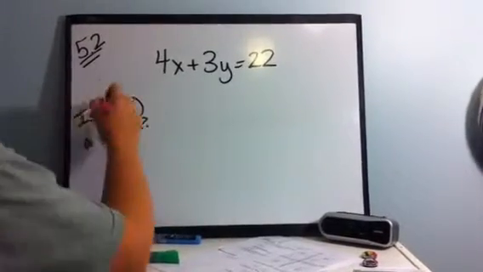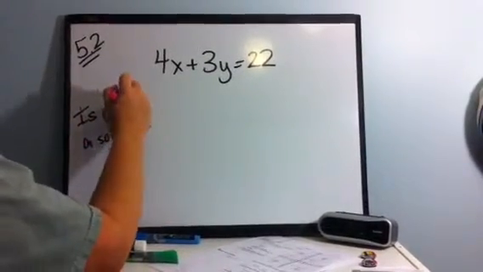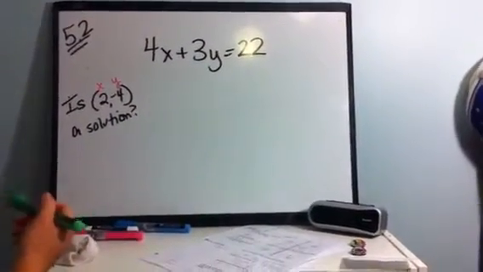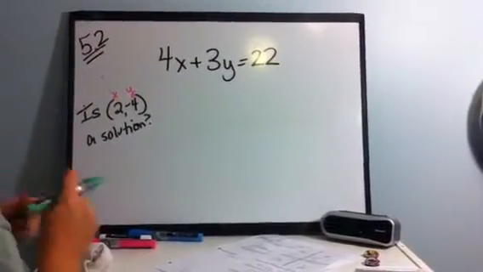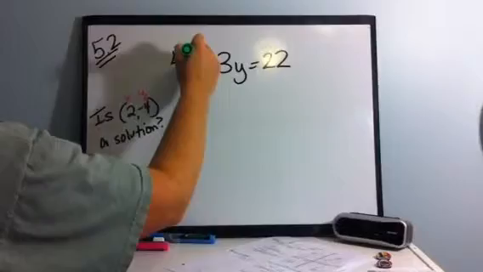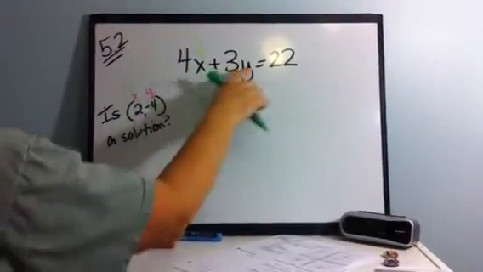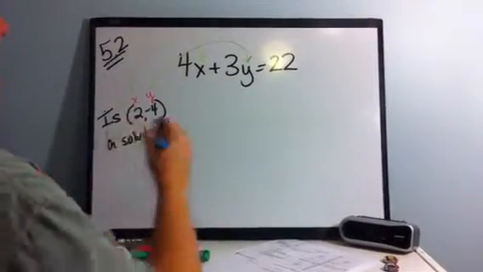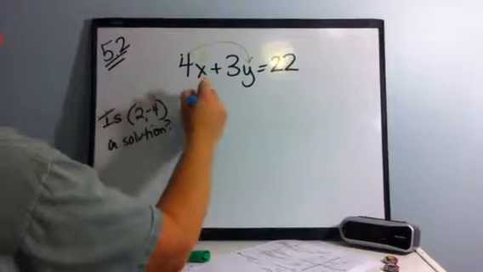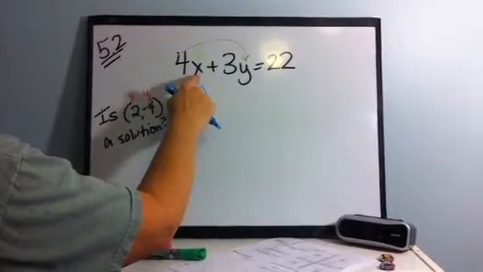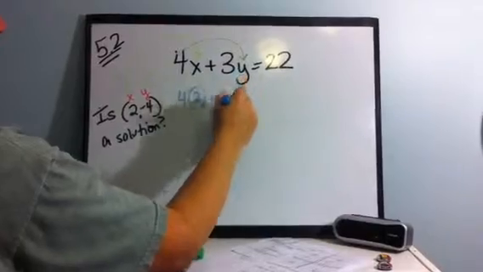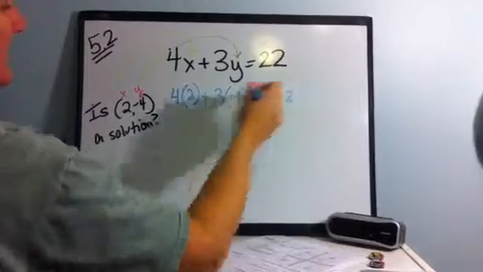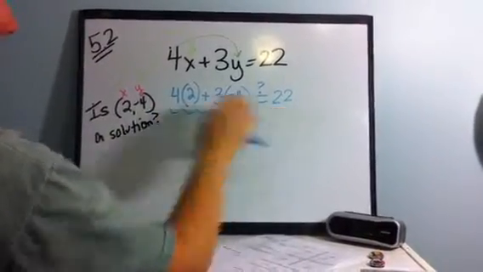Well, now remember, this is my x, and this is my y. So, if I were to try to prove, yes, it is a solution or no, it's not, all I have to do is plug it in. So where I see an x, I'm going to plug in the 2. Where I see a y, I'm going to plug in that -4. So this is what that's going to look like. 4 times my 2, because remember a number standing next to a variable means multiply, plus 3 times my -4. And what they're asking is, does it equal 22? Well, we've got to solve this side and see, does it equal 22?